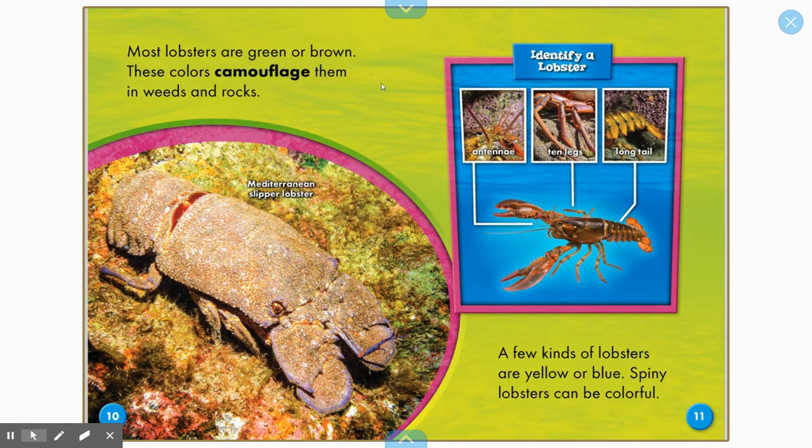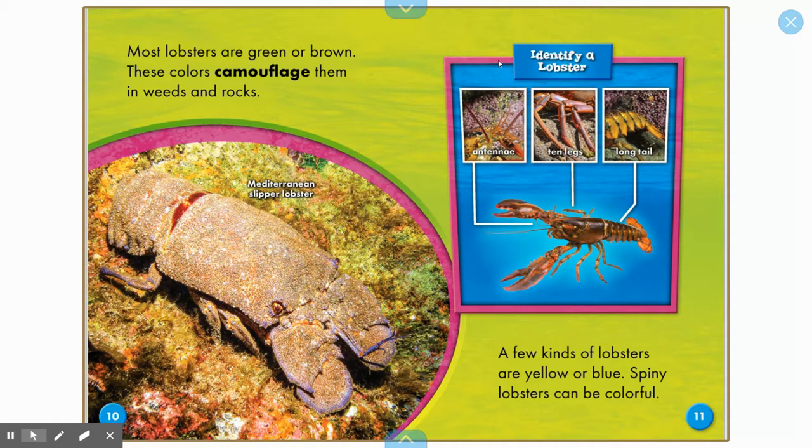On this page, there's a lot of text features. First off, I see the word camouflage is bolded. Now, if you remember from the previous page, when a word is bolded, that means it's going to be in the glossary. So if you don't know what camouflage means, you can go to the glossary to find out what that means. Then there's a real photograph of a lobster with a label to tell us that this is the Mediterranean slipper lobster. Oh, I love that name.